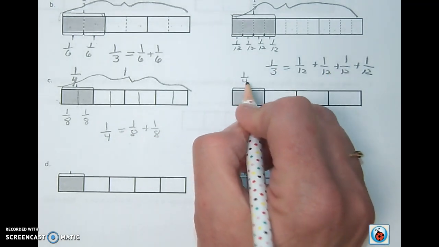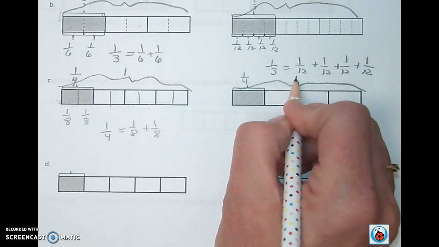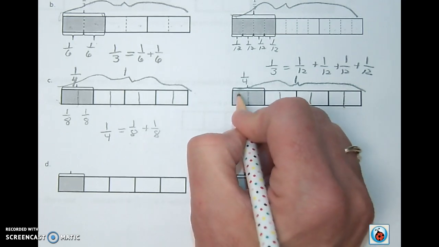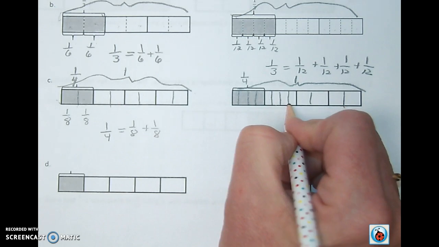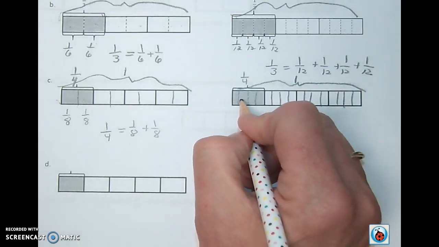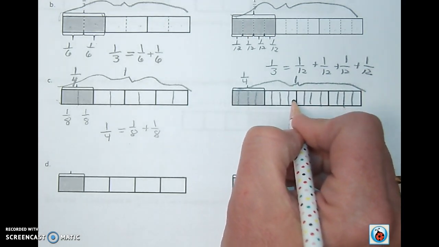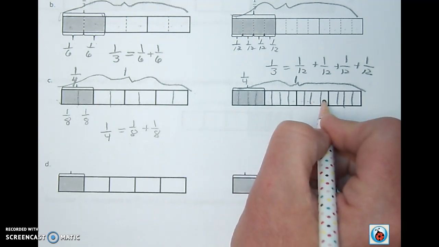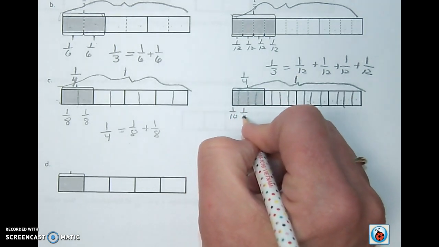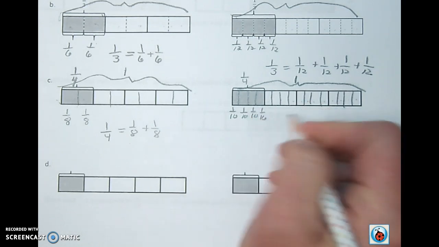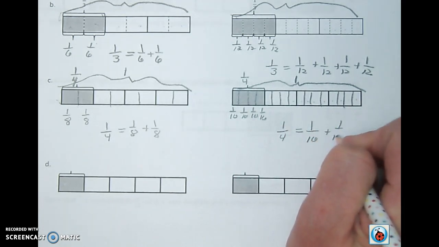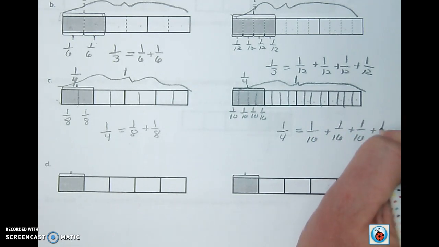Again, this is 1/4. The whole thing is 1. And we broke it up into eighths already, so we're going to do that on here. But now we're going to break it up again. In between each one, we're going to split it in half. And we should have 16 boxes. Let's count. 1, 2, 3, 4, 5, 6, 7, 8, 9, 10, 11, 12, 13, 14, 15, 16. So each one of these boxes is worth 1/16. So in this case, we have 1/4 equals 1/16 plus 1/16 plus 1/16 plus 1/16.